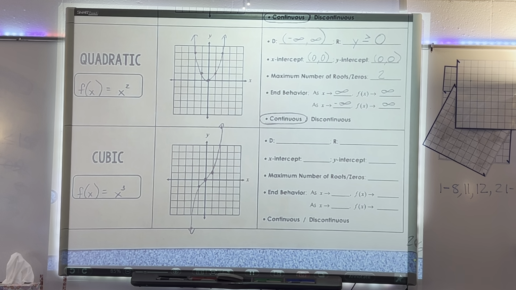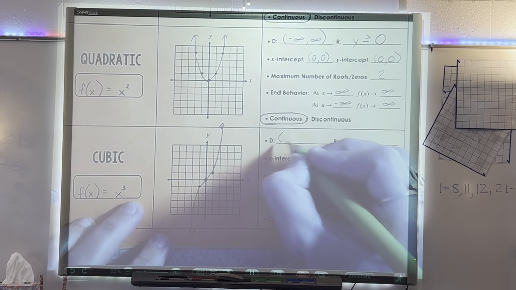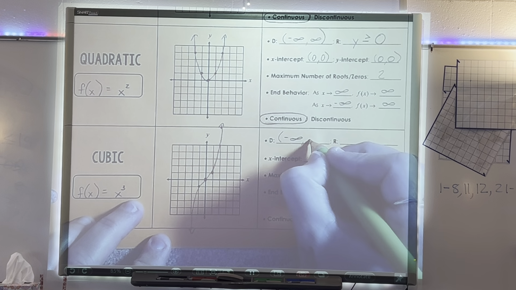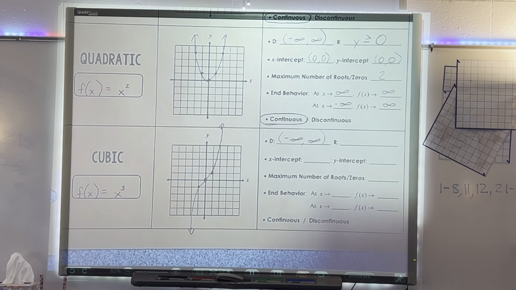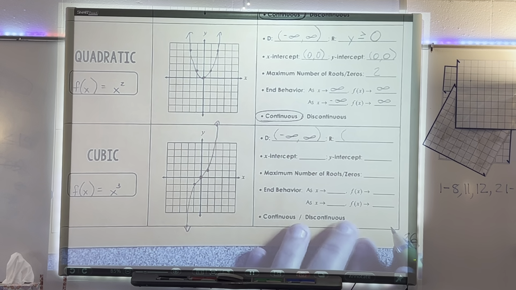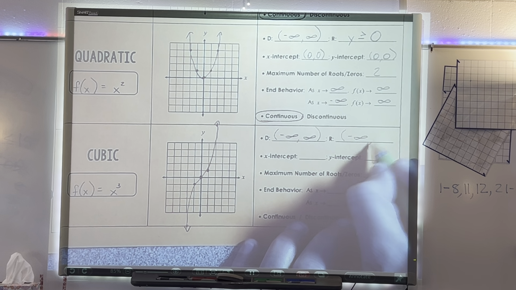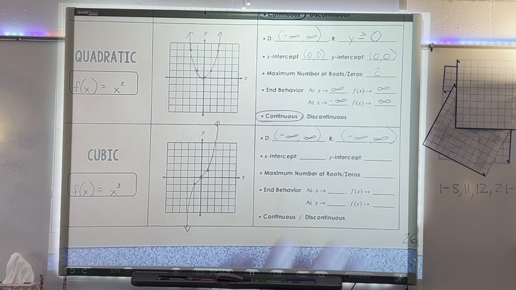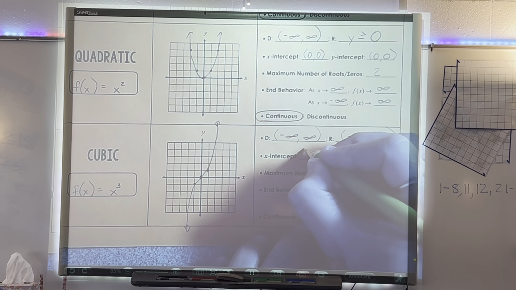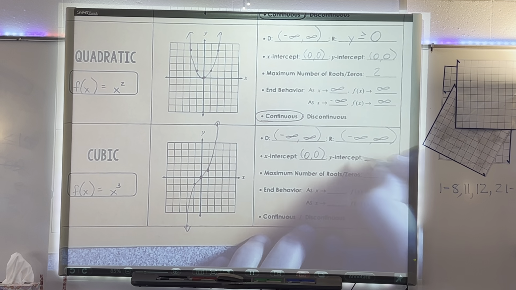All right, so my domain here, what do y'all think? Negative to positive, goes in both directions. Range. What do you think about range? Negative to positive, goes in both directions. Very good. All right. X and Y intercept are both 0, 0 here. So I don't worry about anything there.